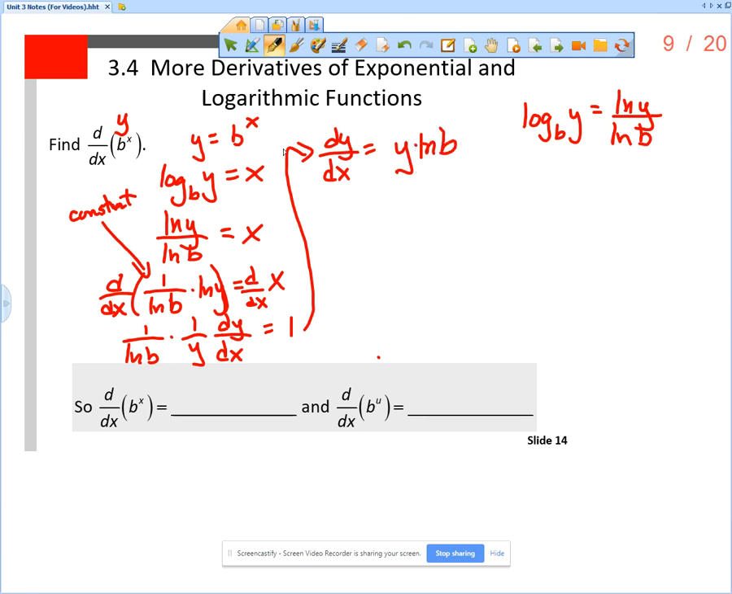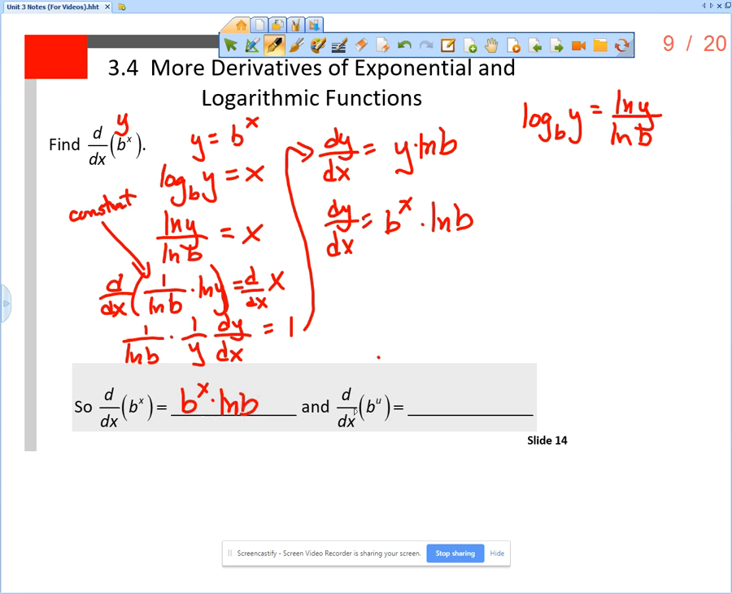But what was y? y was b to the x. And so dy/dx is going to be b to the x times the natural log of b. And so what is the derivative with respect to x of b to the x? It's b to the x times the natural log of b.